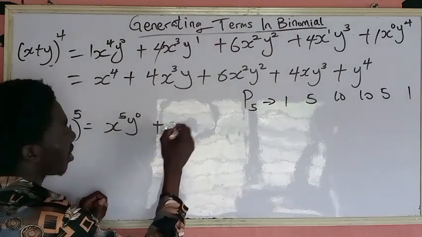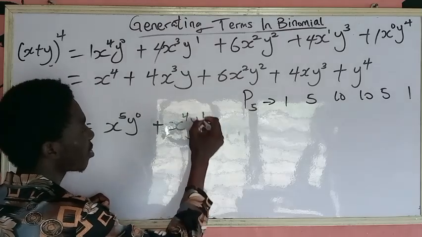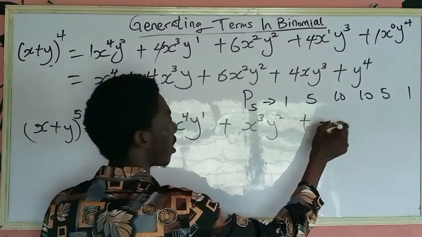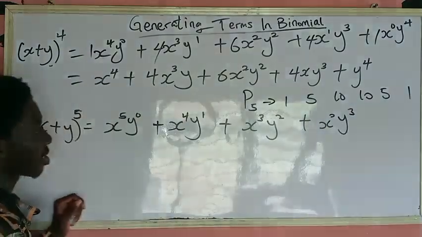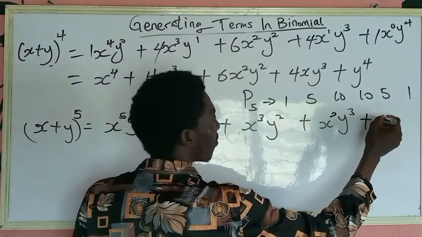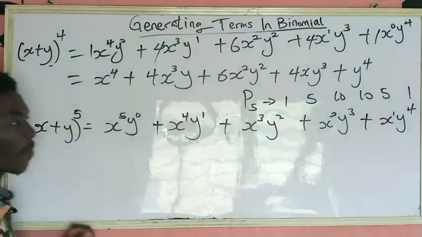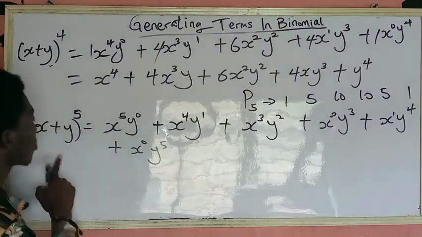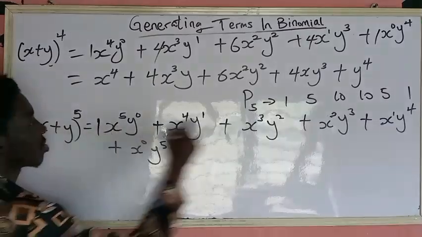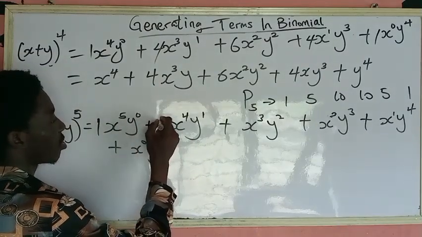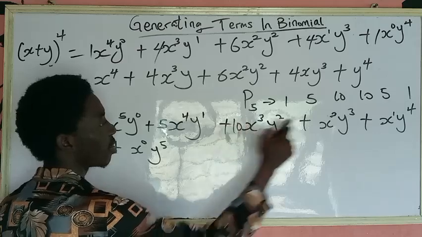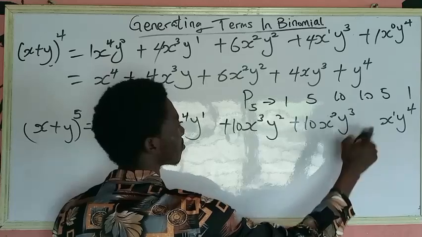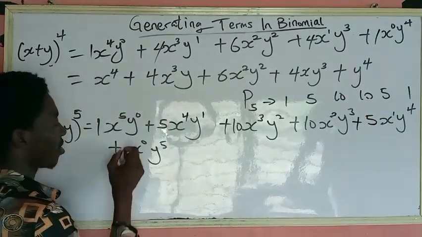You have x raised to power 4 and y raised to power 1. You have x raised to power 3, y raised to power 2, x raised to power 2, y raised to power 3. And you have x raised to power 1, y raised to power 4, and x raised to power 0, y raised to power 5. So the coefficients are 1, 5, 10, 10, 5, and 1.